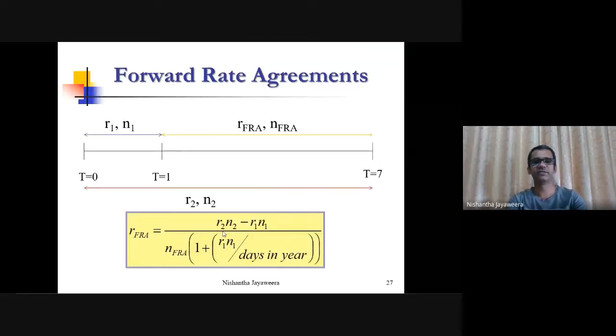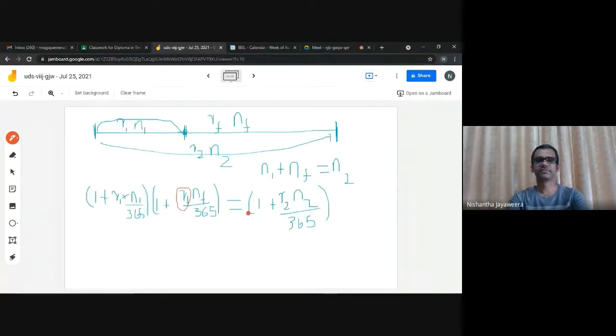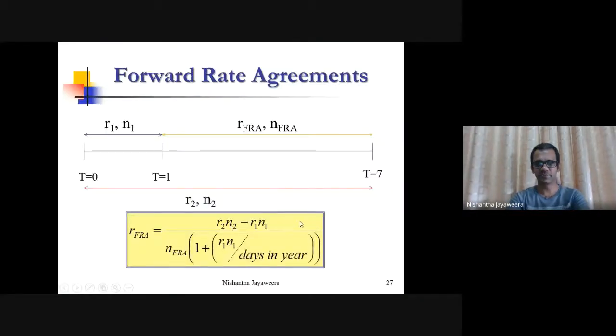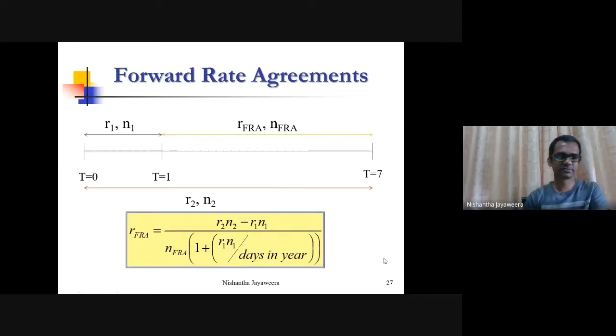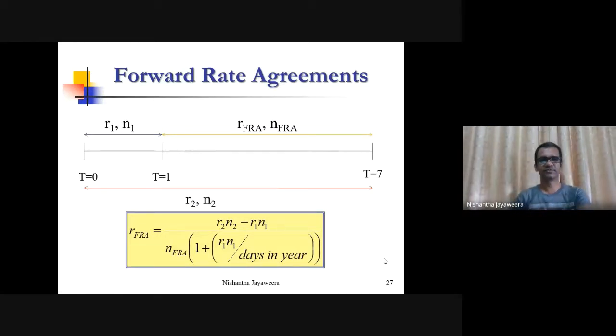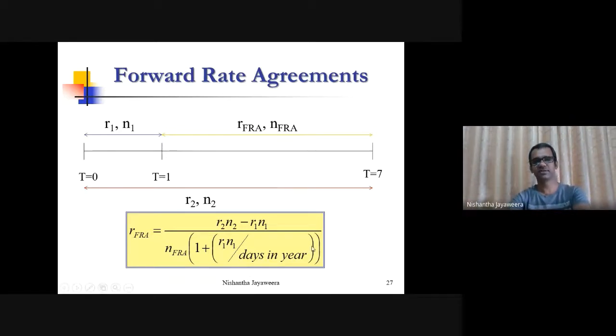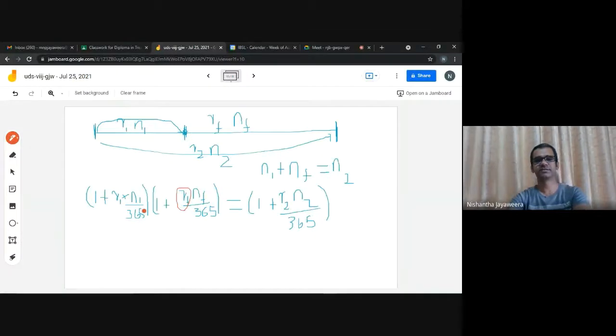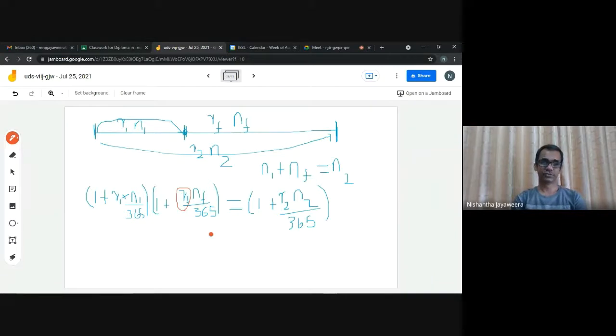So you will end up with this. Try to find out RF in this equation. You should end up with this. Is it clear, the concept? So no need to remember this equation, but remember the concept. Then you won't forget.